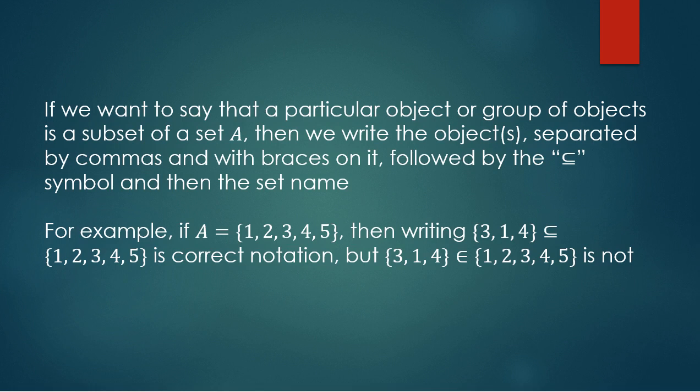in this case. So if you want to say something is an element of a set, again, not using squiggly brackets, using the element symbol. If you want to say an object or a group of objects is a subset of something, you're using squiggly brackets and you're using the subset symbol.